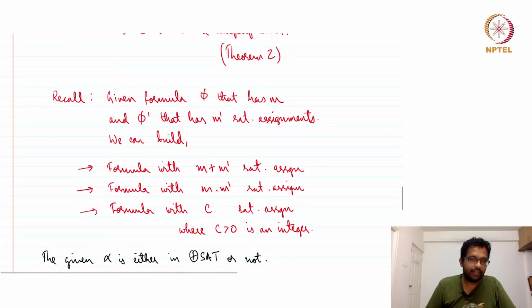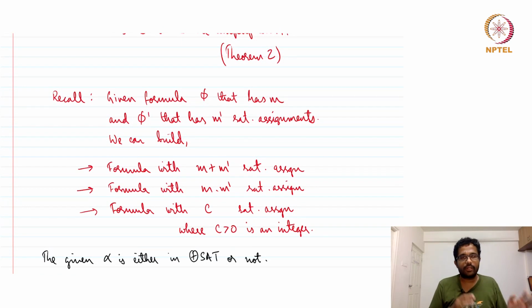So recall, in the previous lecture we had shown, given a formula phi and phi prime that has m and m prime satisfying assignments, we could build a formula with m plus m prime satisfying assignments, m multiplied by m prime satisfying assignments, and a constant number of satisfying assignments. So we could do m plus a constant satisfying assignments as long as it's a positive constant. So these are the tools that we have. You could add two formulas to get a formula whose number of satisfying assignments is the sum or the product, and we can even add a positive integer.